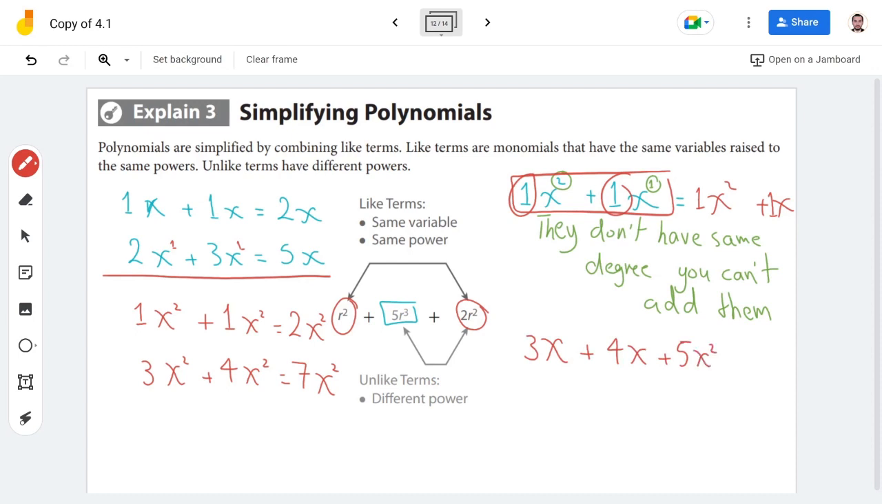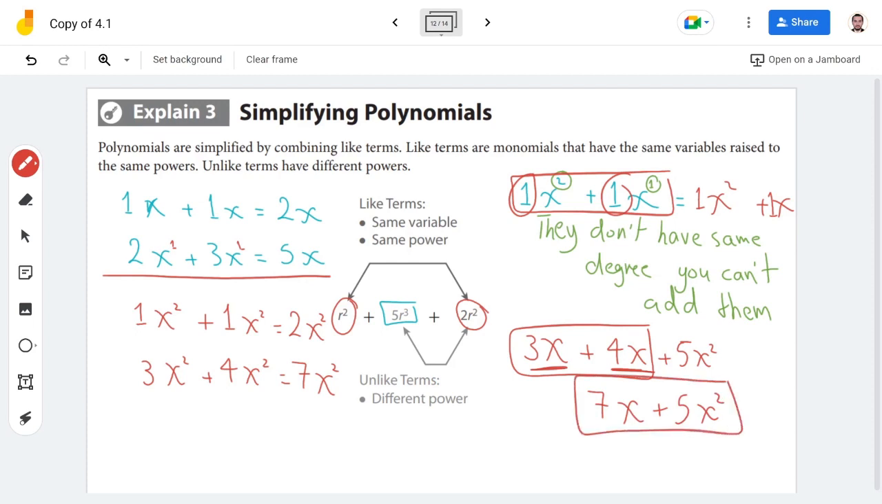So what is the answer here? Now this is 3x. It's similar to the degree of 4x. So can we add these two together? Yes, we can add them. So the answer here is 7x plus 5x squared. Can I add 5x squared with plus 7x? No. So this is the final answer.